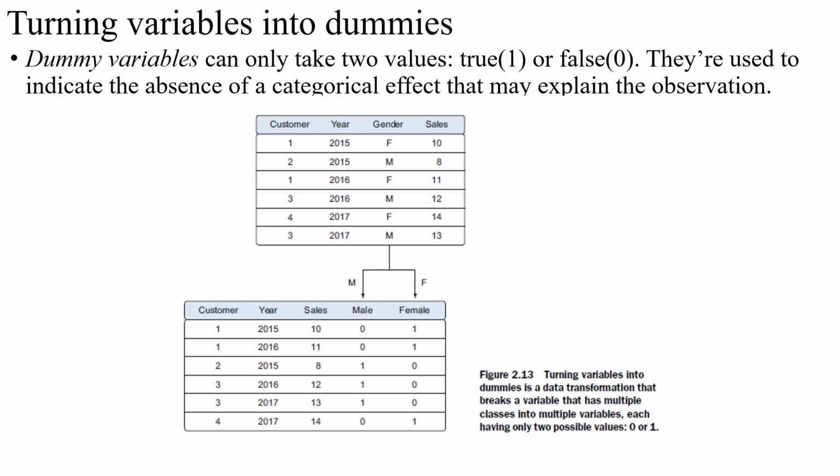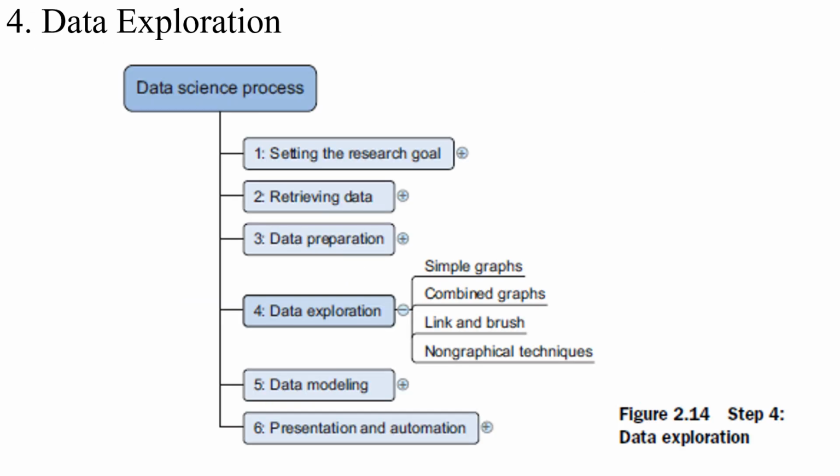And 2015, we have 10 and 8 data. 10 is from female and 8 is from male. Likewise, in order to understand, we can convert the variables into dummies based on the necessity or based on the scenario.